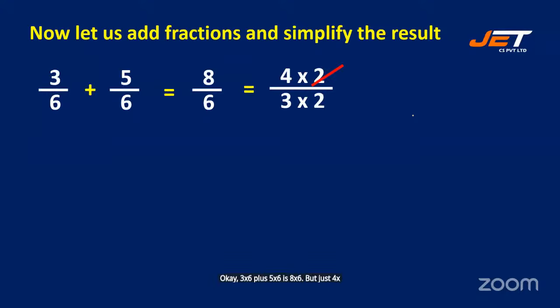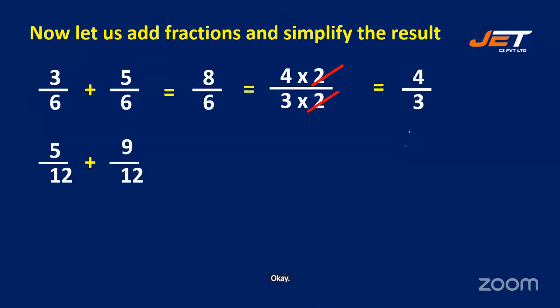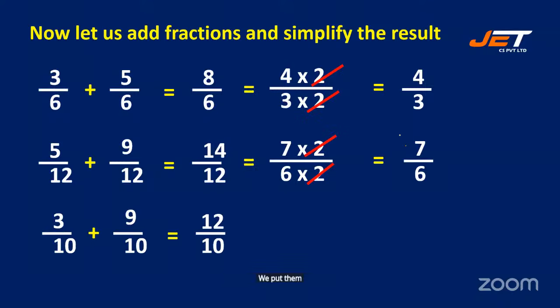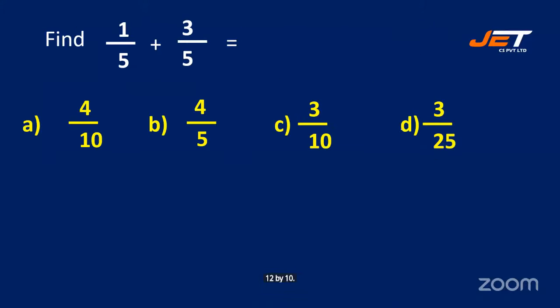So you just have to strike out the common numbers between the numerator and the denominator. Okay. 5 by 12 plus 9 by 12. Just add up. 5 plus 9 is 14 by 12, which is 7 by 6. 3 by 10 plus 9 by 10, you can add the numerator since the denominator is same. 12 by 10, which is 6 by 5.